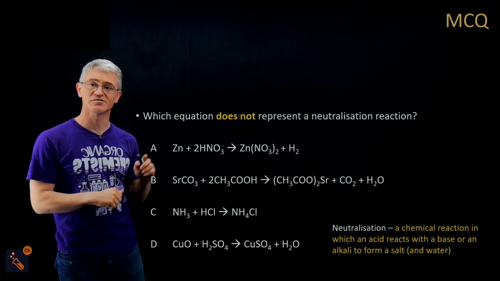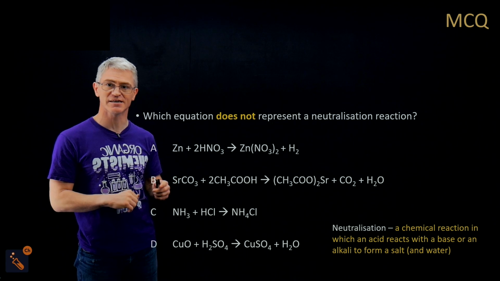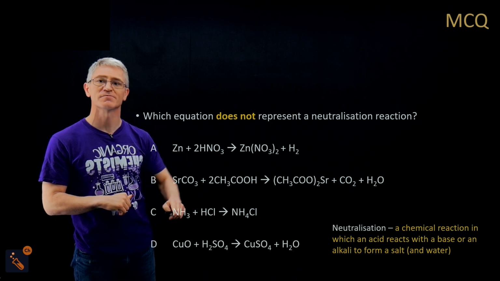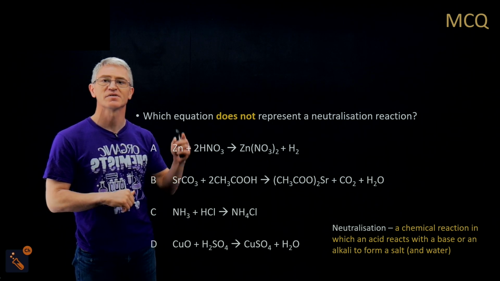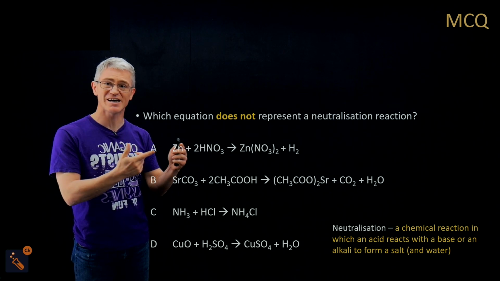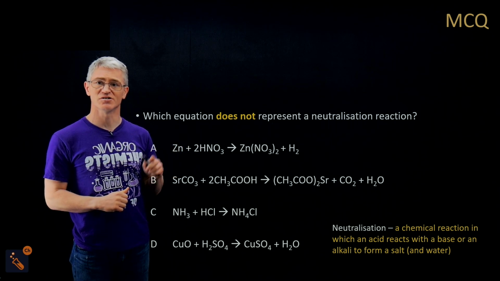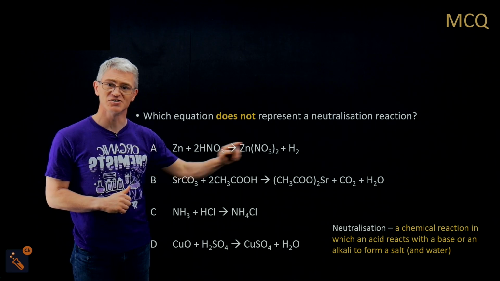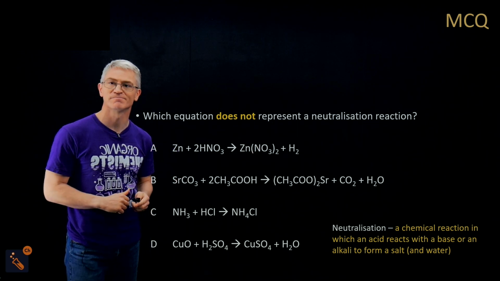So all we have to do is look at those and say which one's an acid and a base added together. Well, that is an acid and a base. Acid and a base. Okay, acid and an alkali. This is a metal plus an acid. Therefore A is not a neutralisation reaction. So that is the main answer here. A is not a neutralisation reaction.